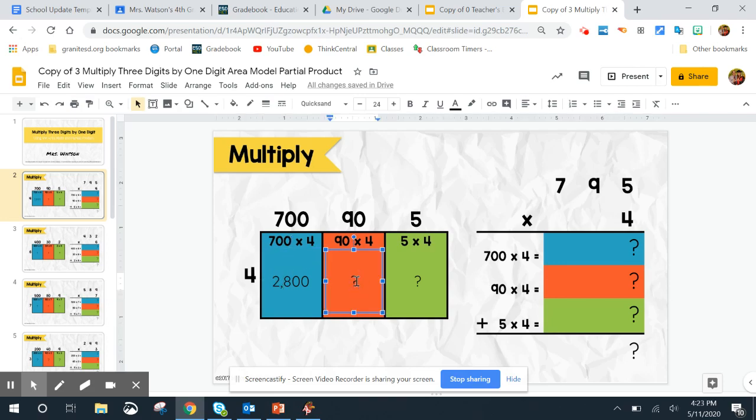Okay, next we have 4 times 90. So we think about 4 times 9 is 36, and then we add a 0. And last but not least, 5 times 4, which is 20.